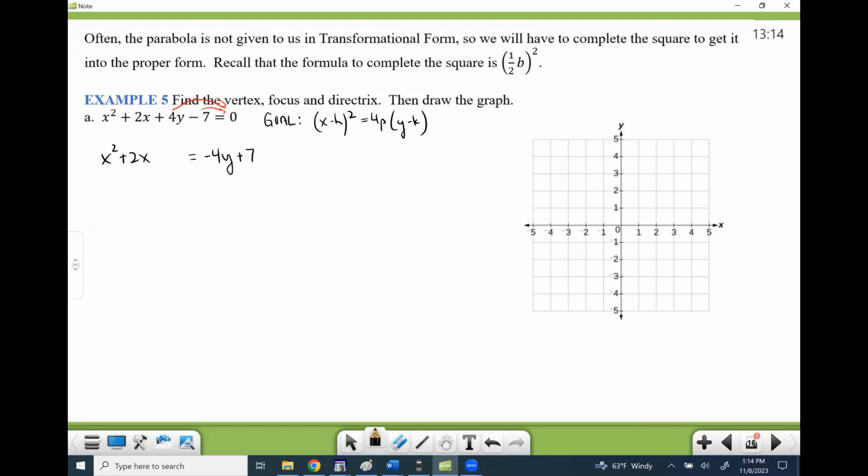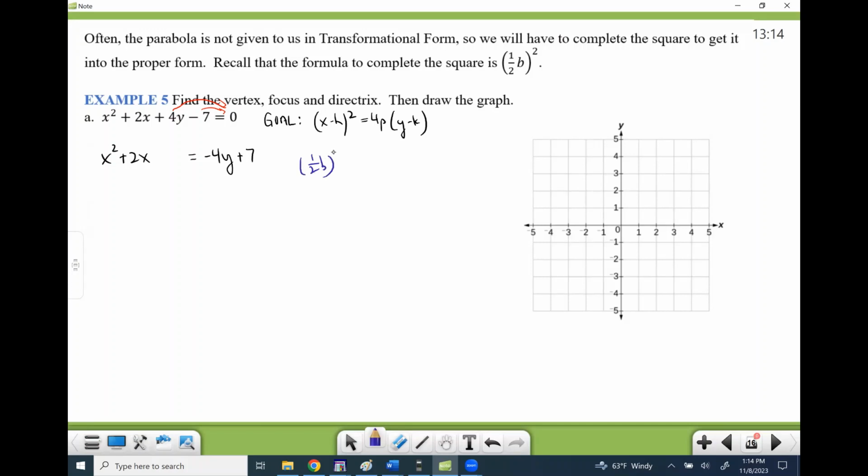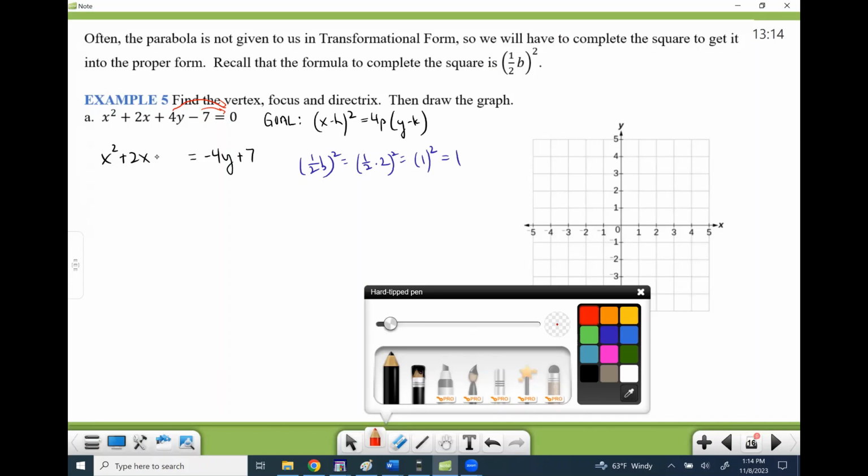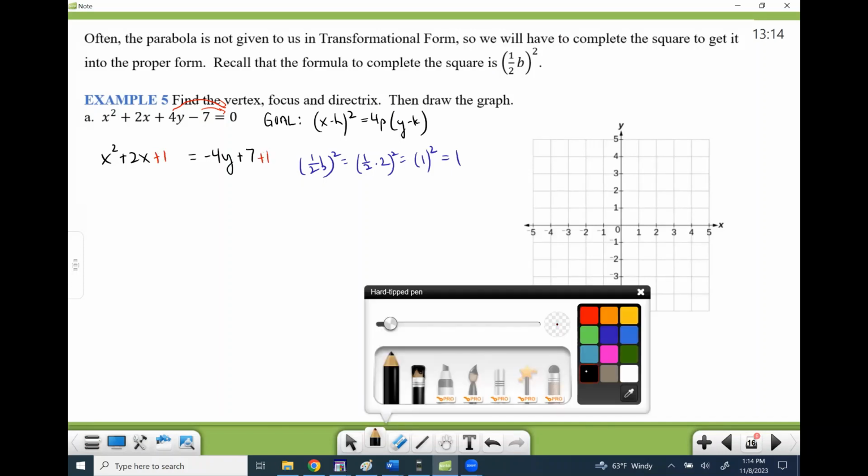Okay, so let's go ahead and complete the square. So we have to use half of b, squared. Our b is going to be the number 2. So half of 2 is 1, and 1 squared is 1. So we are going to put a +1 on both sides of the equation. So whatever you do to one, you got to do to the other.